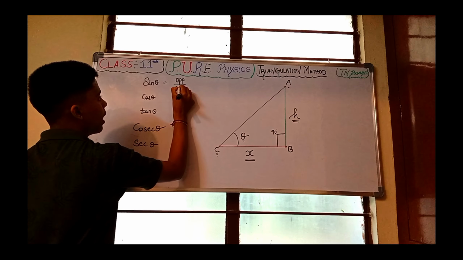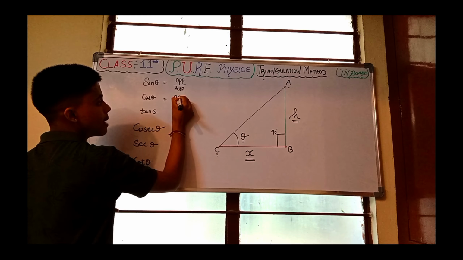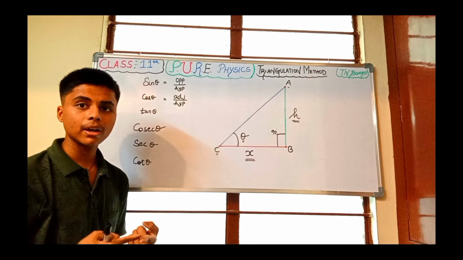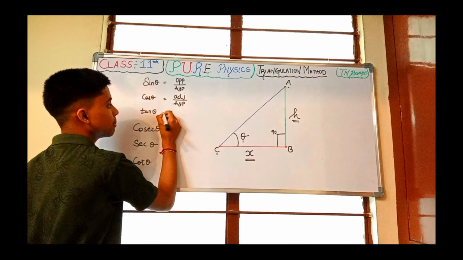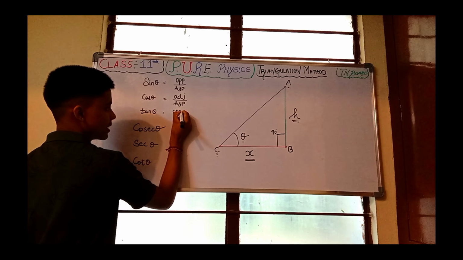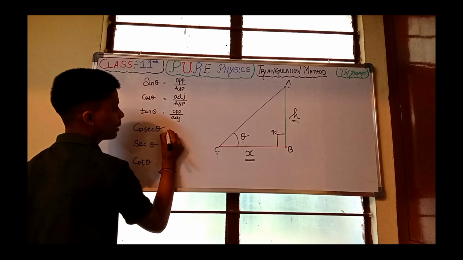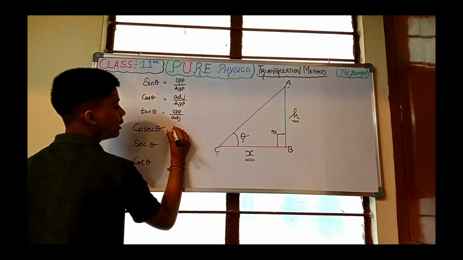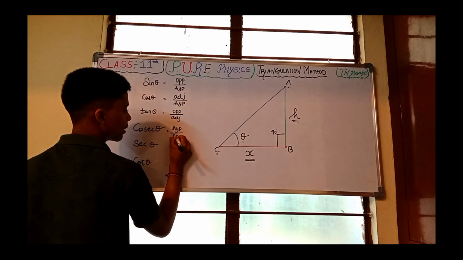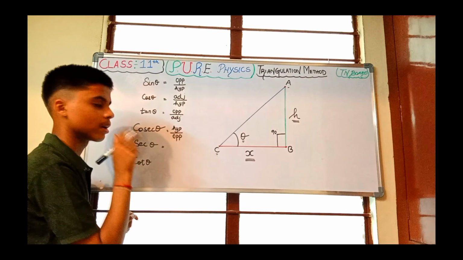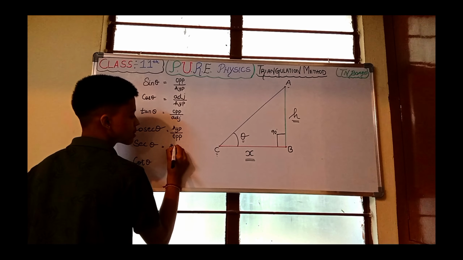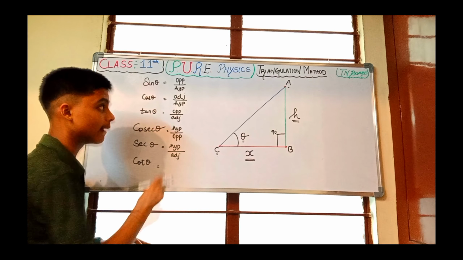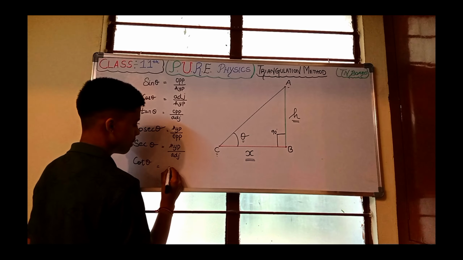So sin theta is opposite by hypotenuse. Cos theta is adjacent by hypotenuse. And tan theta is the division of sin theta by cos theta. So sin theta by cos theta will give you opposite by adjacent. And cosecant theta is the reciprocal of sin theta, which is hypotenuse by opposite. And secant theta is the reciprocal of cos theta, which is hypotenuse by adjacent. And cot theta is the reciprocal of tan theta, which is 1 by opposite by adjacent, that is adjacent by opposite.